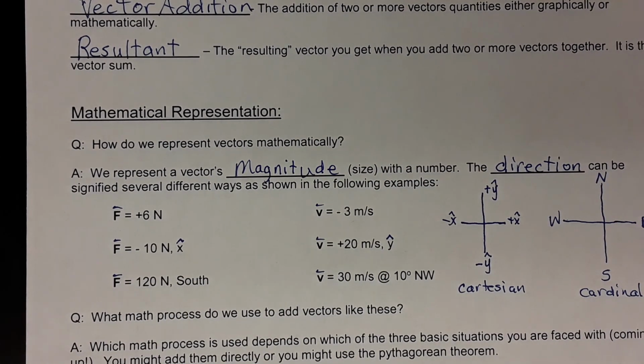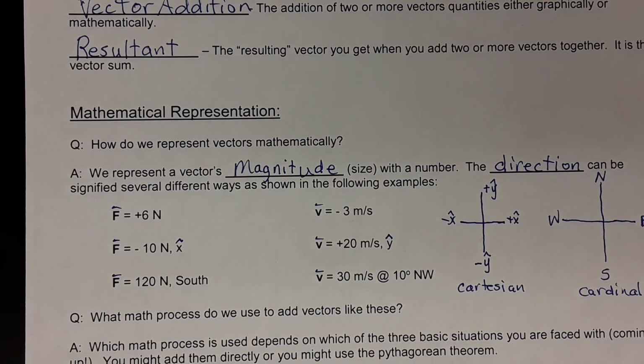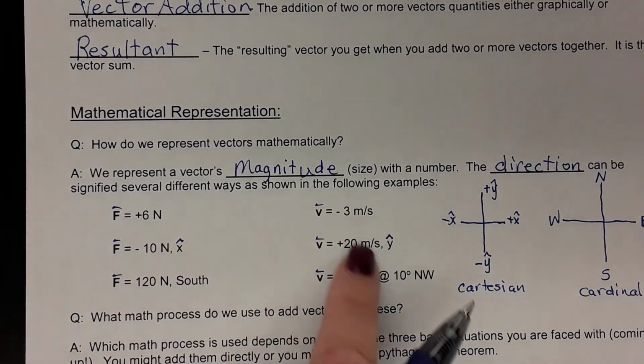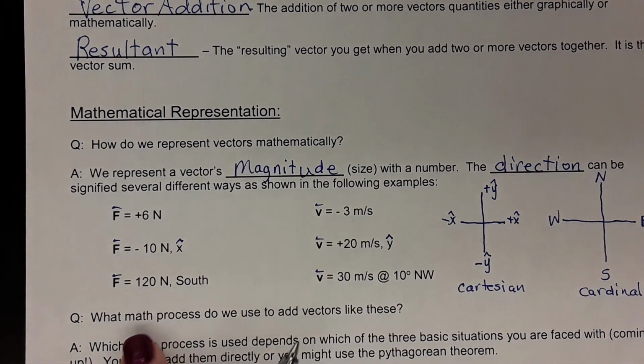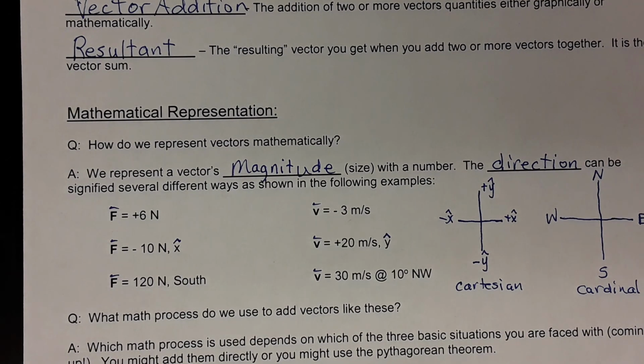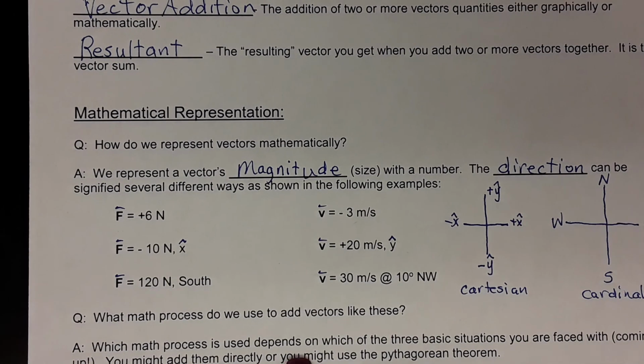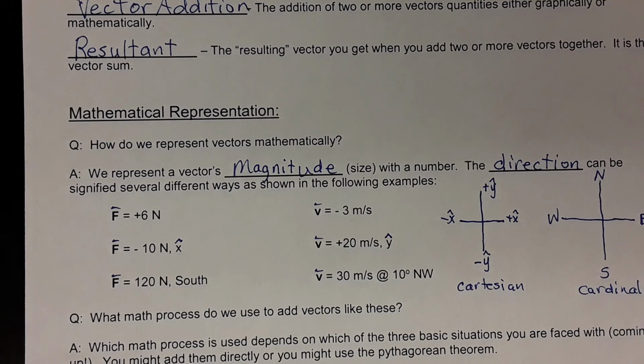Now, how are we going to be adding mathematical vectors? What are we going to be doing? What math process? Well, it depends on the orientation of the vectors themselves. Are they parallel? Are they perpendicular? Are they neither parallel nor perpendicular to each other? We'll be looking at these situations, in which case you might be adding or subtracting. You might be using the Pythagorean theorem. Who knows? We'll take a look at it.